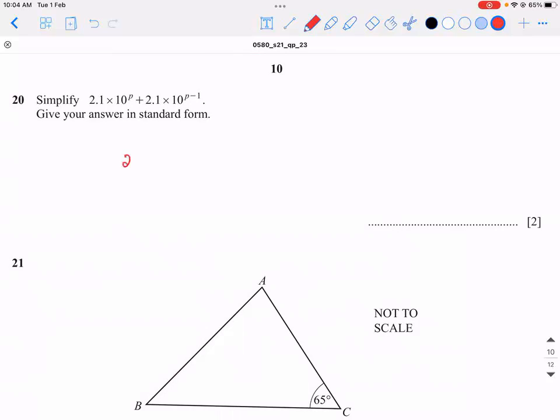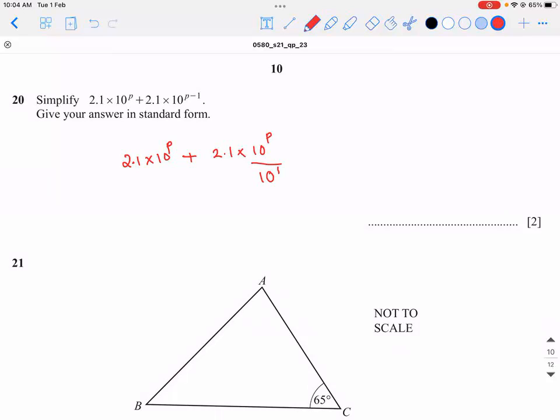That means the first term is 2.1 into 10 to the power of p. So for the next term also, if you want to add, the power has to be in terms of p, 10 to the power of p. So how will we make it? Plus 2.1 multiplied by, according to the law of indices, 10 to the power of p minus 1 we can write as 10 to the power of p divided by 10 to the power of 1.